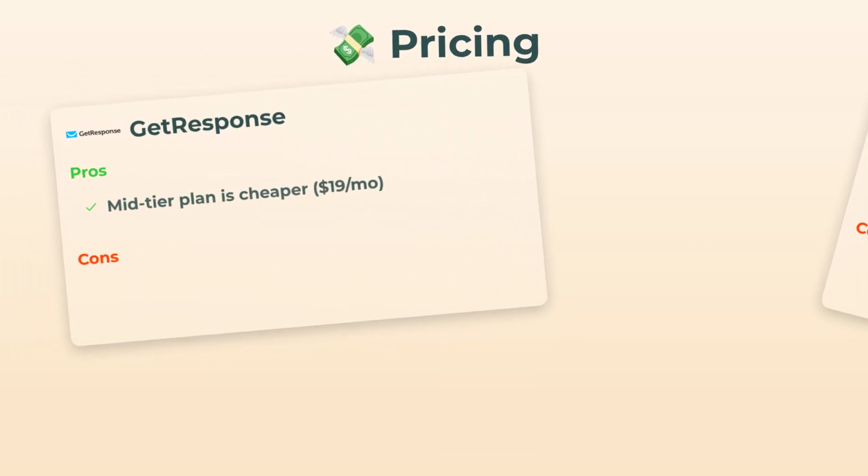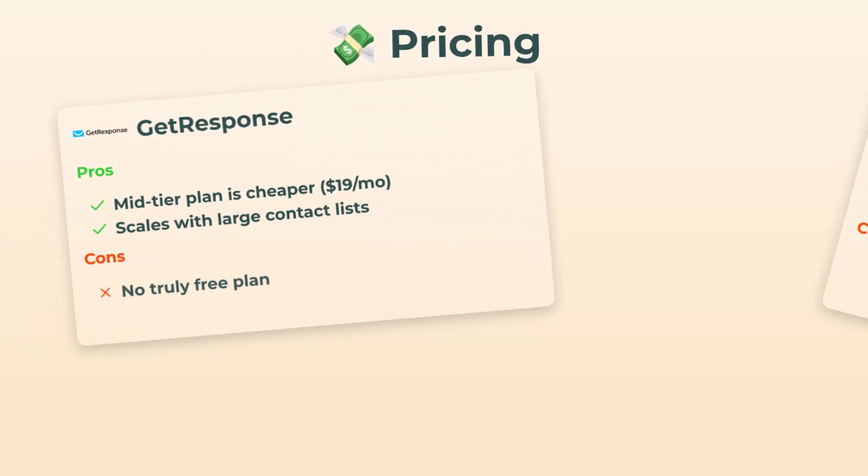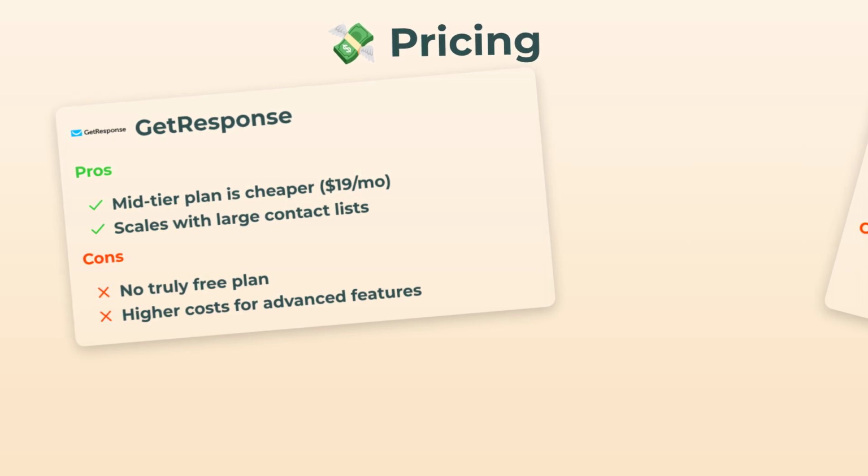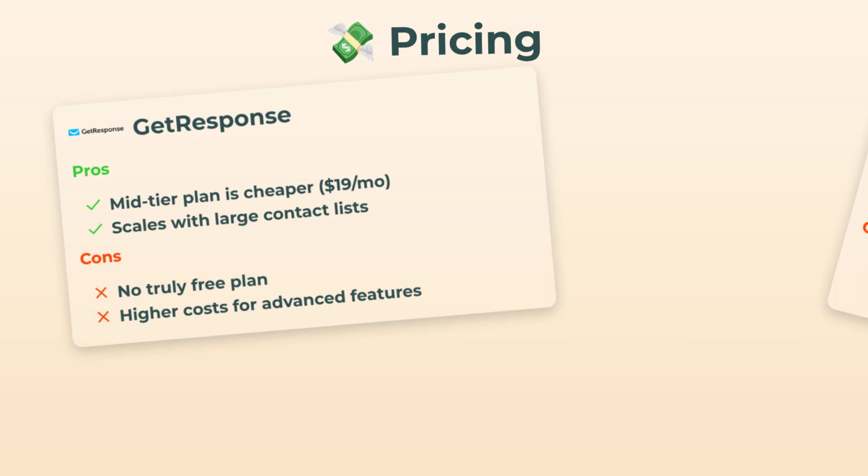Okay, kicking things off with pricing. GetResponse. It's got that mid-tier plan that's a bit easier on the wallet at $19 a month, especially if you've got a larger list. But here's where it stings. There isn't a true free plan, and those slick advanced features, yeah, you're definitely paying extra for them.